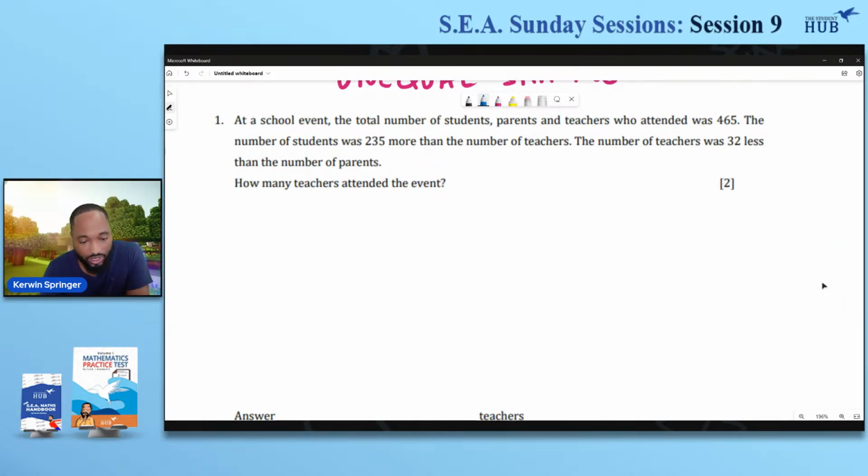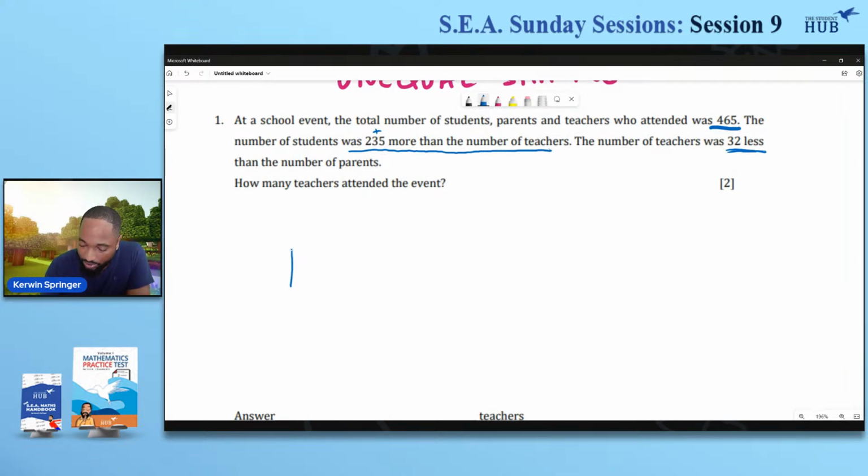So here's the first example. At a school event, the total number of students, parents, and teachers who attended was 465. So we have a total. The number of students was 235 more than the number of teachers. So we have an addition. The number of teachers was 32 less than the parents. Now this is a subtraction, but we can change it to an addition depending on who we're referring to.